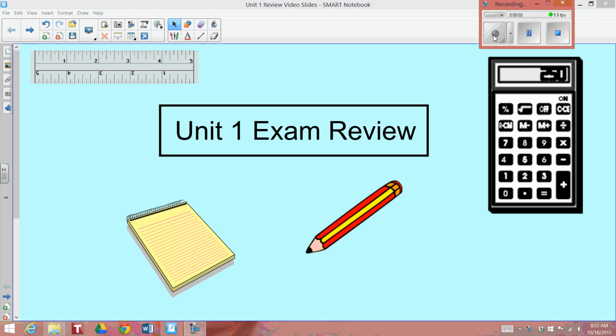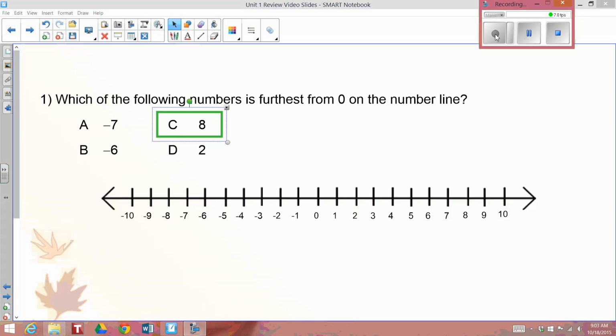On Friday, you came home with a Unit 1 exam review sheet. The following are the answers to the 10 questions on those sheets.